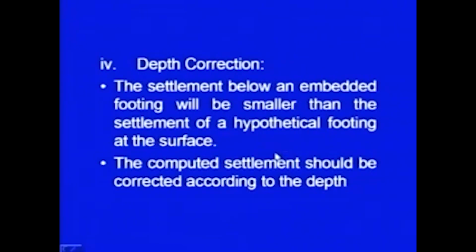The next point is, suppose you have done a test at one depth and you are interested in applying the results to another depth, then you have to apply a depth correction. It is called the embedded depth correction. The settlement below an embedded footing will be smaller than the settlement of a hypothetical footing at the surface. So there is an effect of the embedment. When the embedment is there, it is going to affect the settlements.